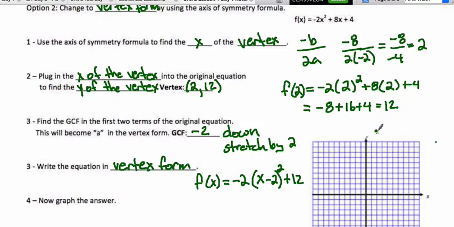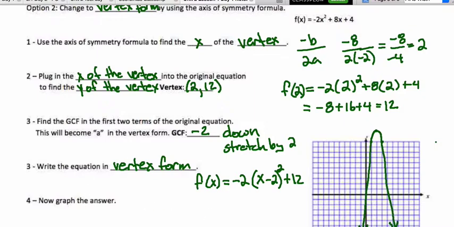So we have the vertex. We know it's going to open down, and we also know it's going to stretch. So if we go over 1 and down 1, typically we're going to go over 1 and down 2. Over 1 and down 2. And opening down looks like this.